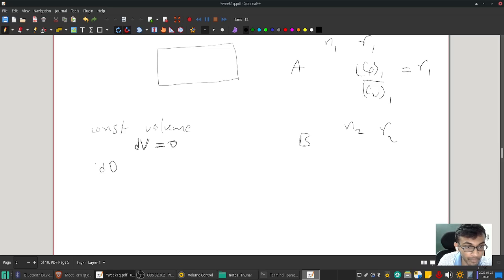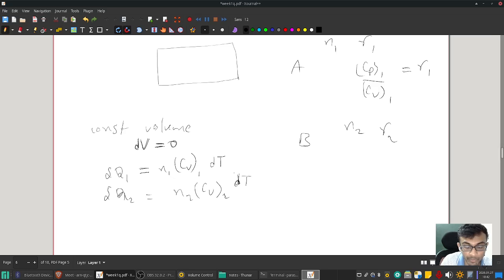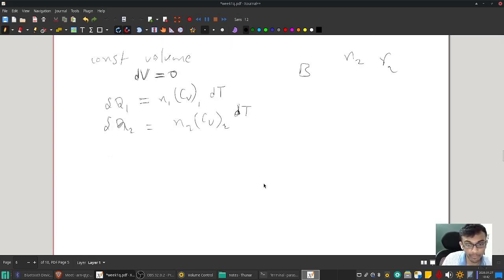So the heat, let me write delta Q. If the heat absorbed by the first component is delta Q1, then that would be N1 CV1 delta T. And the heat absorbed by the second component, or the second gas, would be N2 CV2 delta T. Of course, dT is the same for both of these gases because we have a mixture of gases in thermal contact, so the temperature is the same for both.